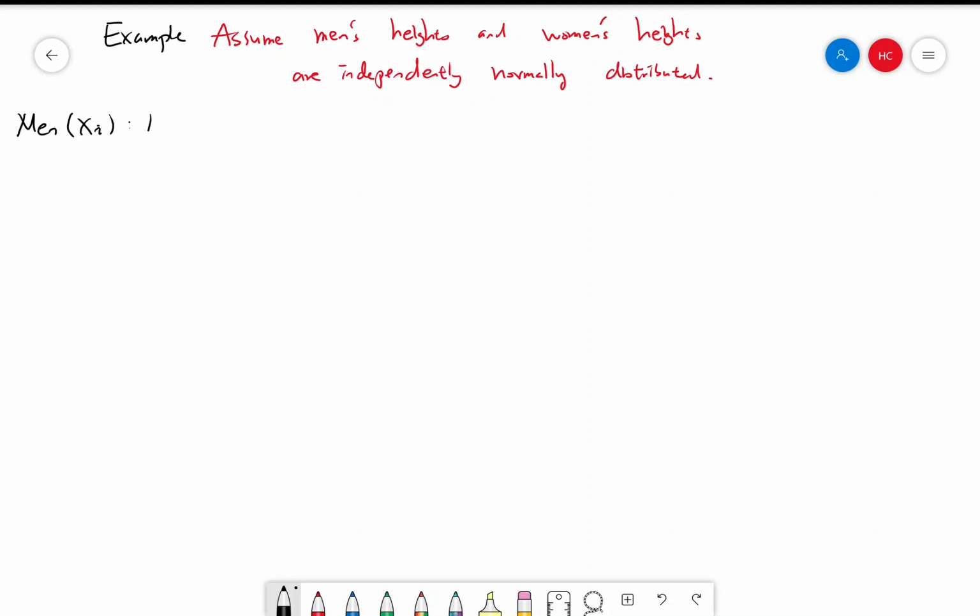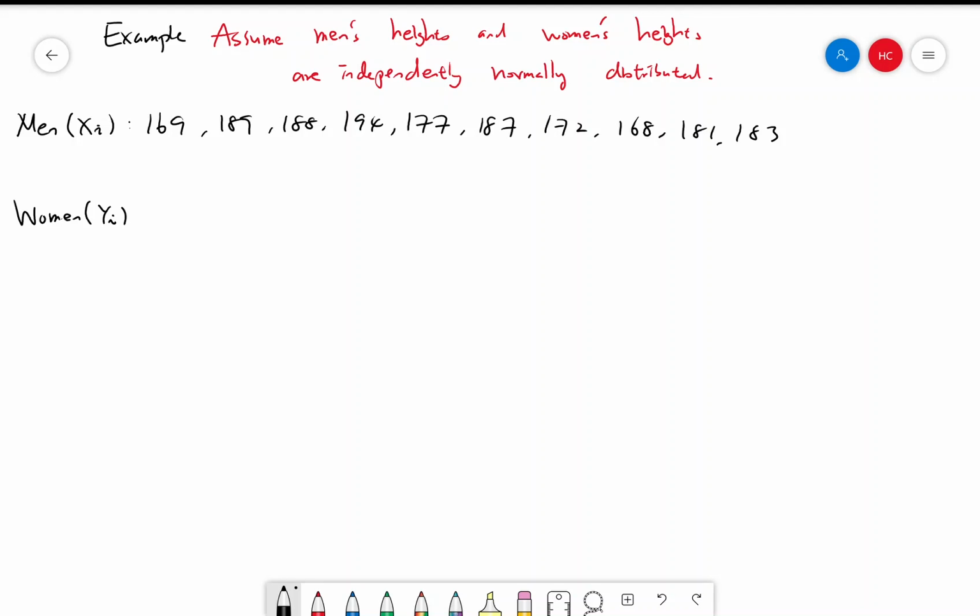So their heights are 169, 189, 188, 194, 177, 187, 172, 168, 181, 183. And let's sample 9 women. So it's 171, 166, 173, 162, 163, 158, 164, 158, 162. All these are in centimeters.